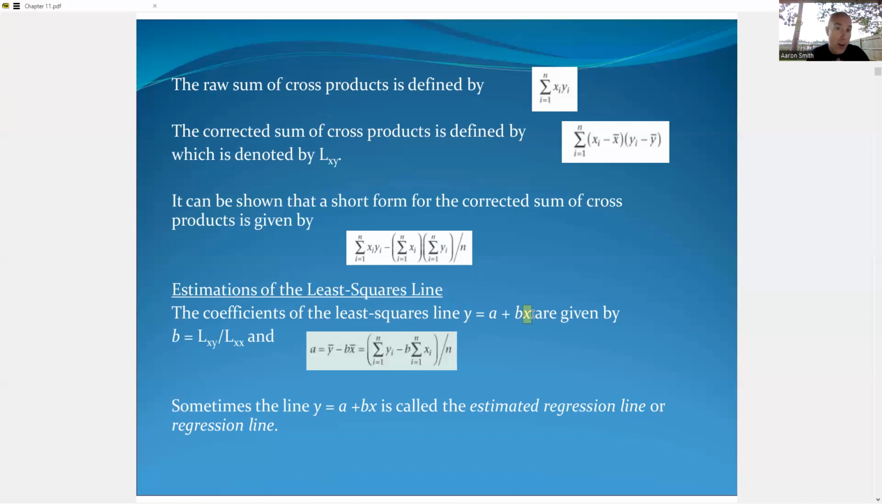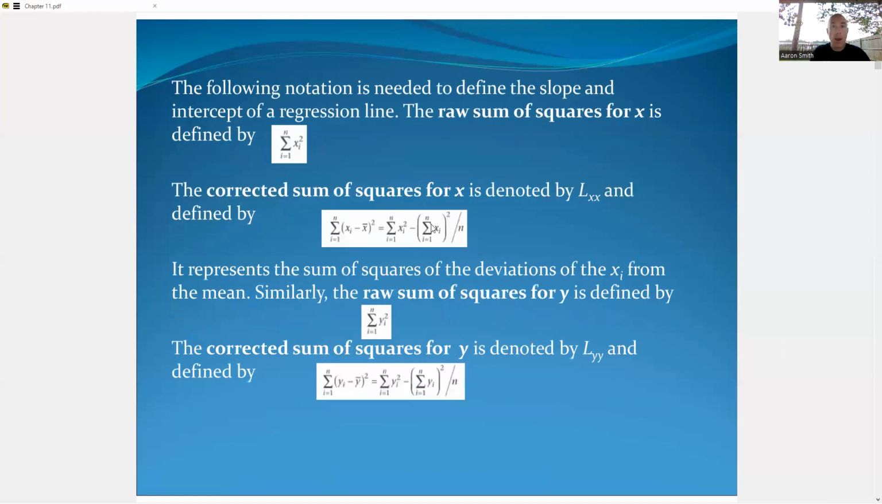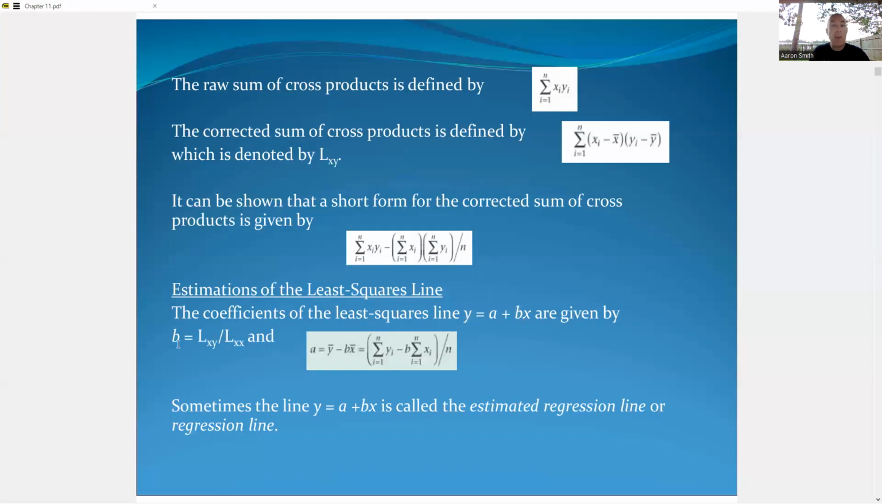Well, it works out that B is going to be equal to L sub XY divided by L sub XX. All right, so if I take this in my numerator, I take this in the denominator, that gives me the slope of my simple linear regression. So one predictor, one response. All right, so that gives me an equation for B.